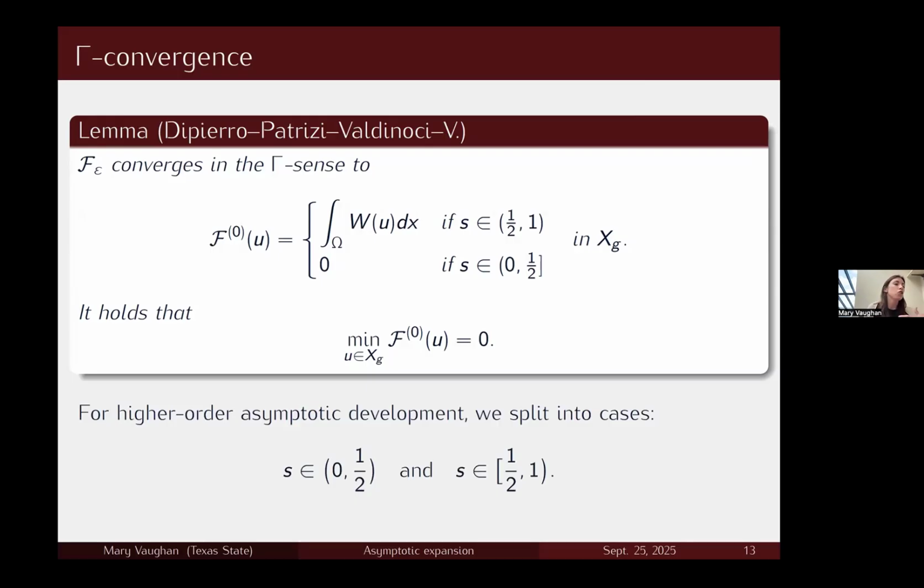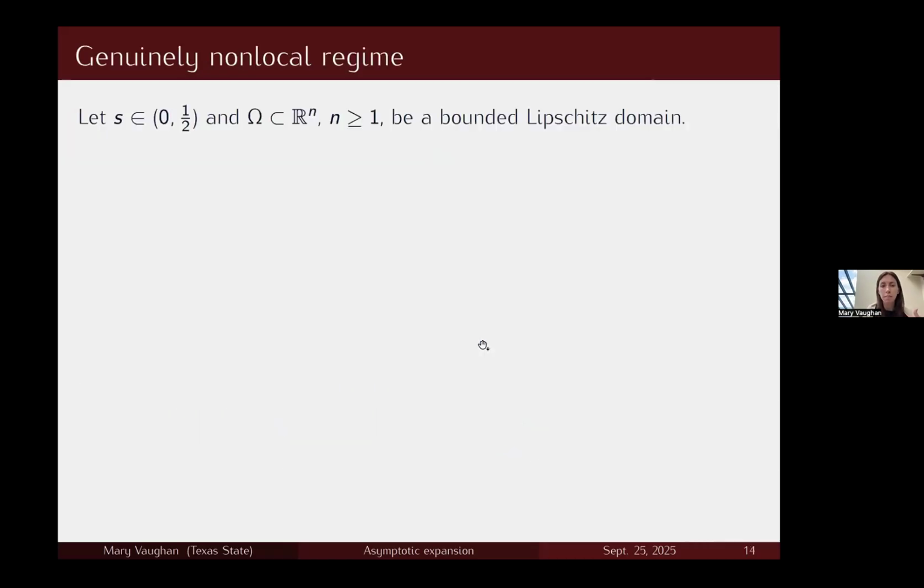So that leads us then to the first order case. And this we split into two different cases, which isn't surprising thinking about the interior result of Savin and Valdinoci. So we split into the case s strictly less than a half and s bigger than or equal to a half. We take our functional, subtract off the minimum of F0, which is just 0, and divide by epsilon.